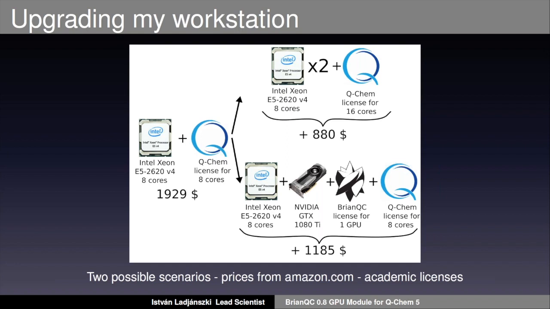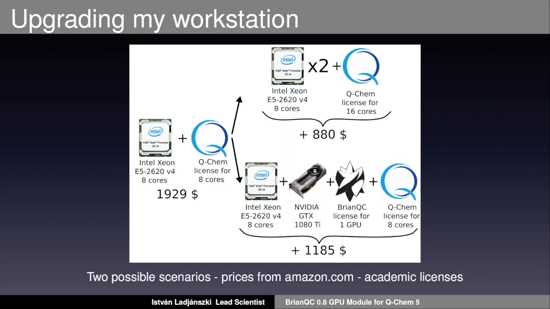Now we have two scenarios here. The upper one is where you basically double your configuration. So you buy another of these Intel Xeon CPUs, so you have 16 cores, and you have a Q-Chem academic license for these 16 cores. You have to spend $880 more above this basically $2,000 to double your configuration.